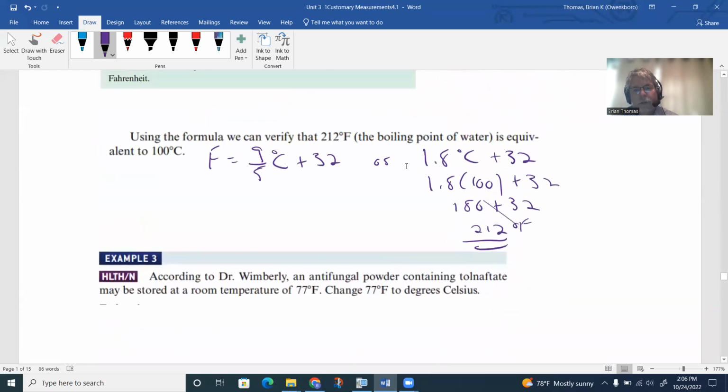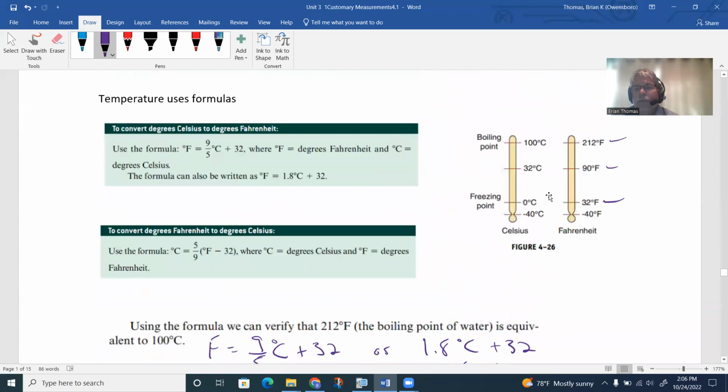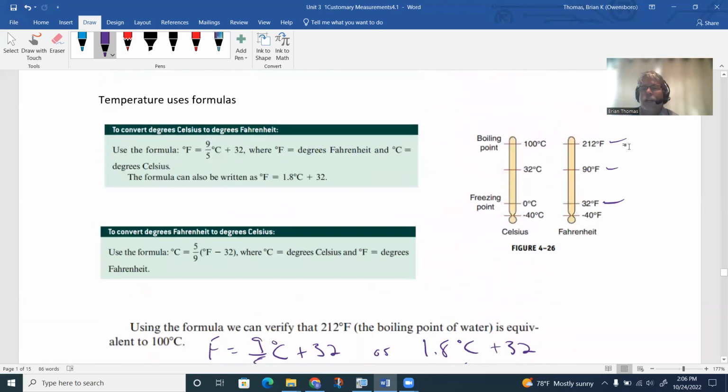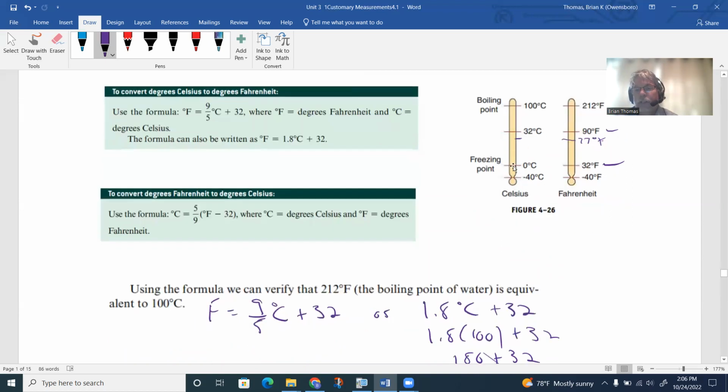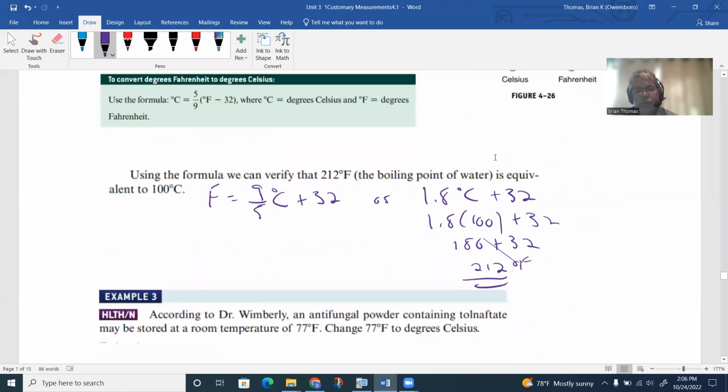Now, again, if I'm using an estimate, I know that 77 degrees Fahrenheit would be somewhere up in this area, which means it's got to be below 32 degrees Celsius. It's got to be above 0 degrees Celsius, but it's probably closer to 32 degrees Celsius. So that's what we're looking for, a temperature somewhere below 32. So as an estimate, 77 degrees Fahrenheit, I would say it's probably in the 20 degrees Celsius range.